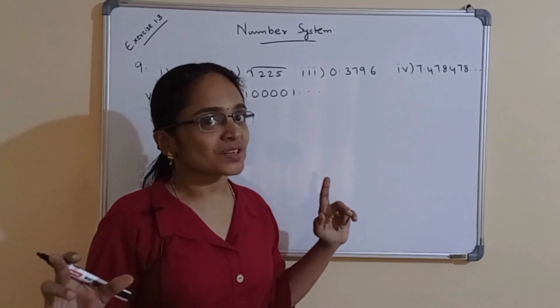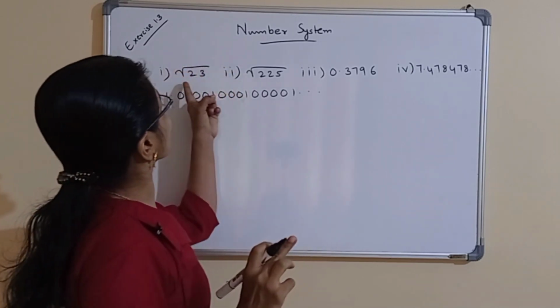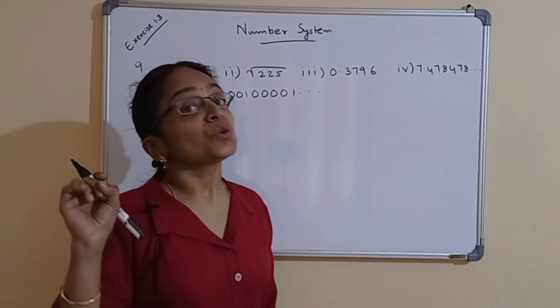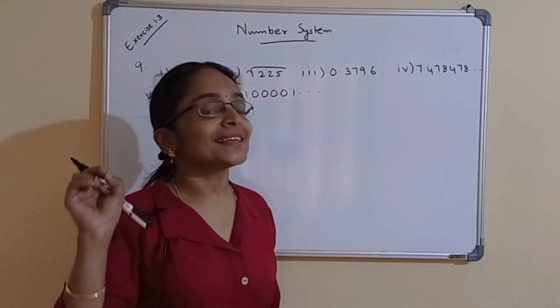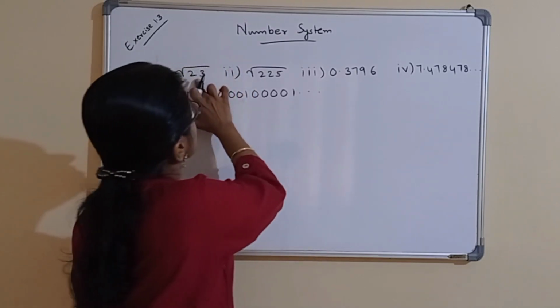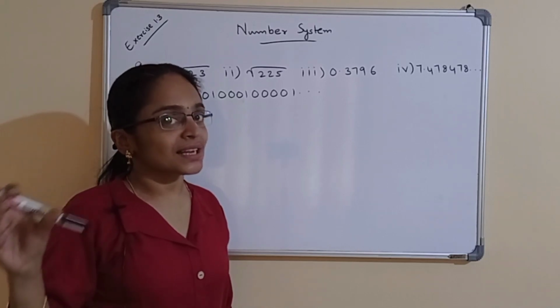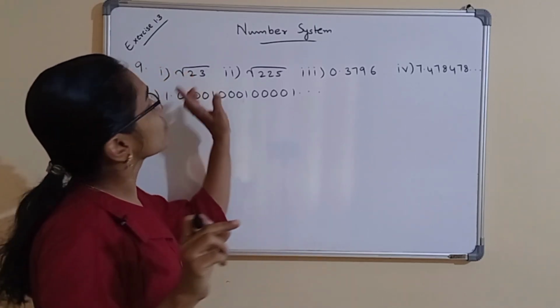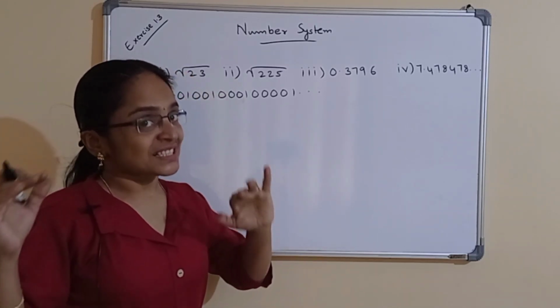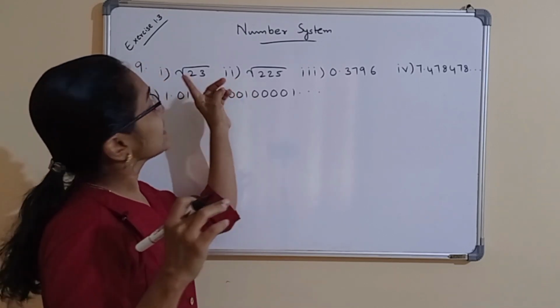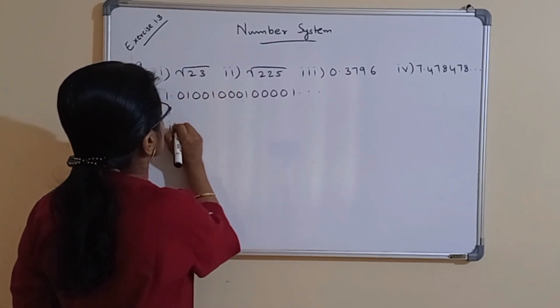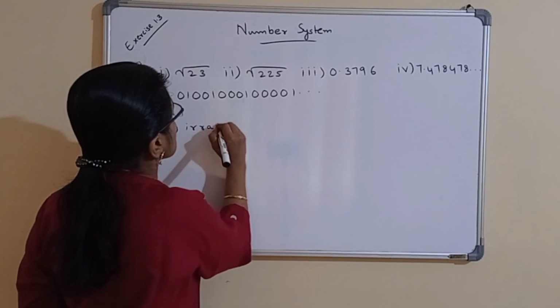Classify the following numbers as rational or irrational. Root of 23. Root of 23 is an irrational number because this is not a perfect square. 23 is not a perfect square, and root of a number which is not a perfect square is an irrational number. So first one is irrational.